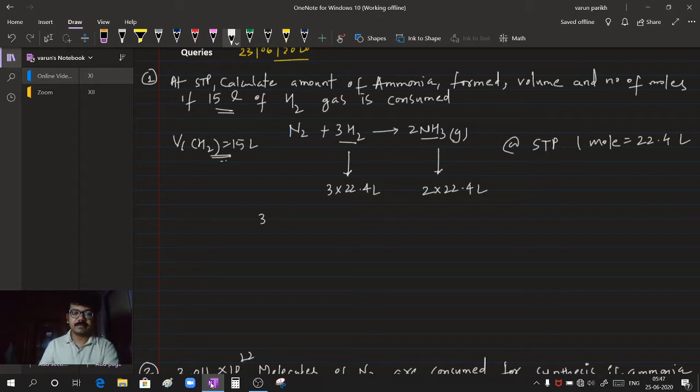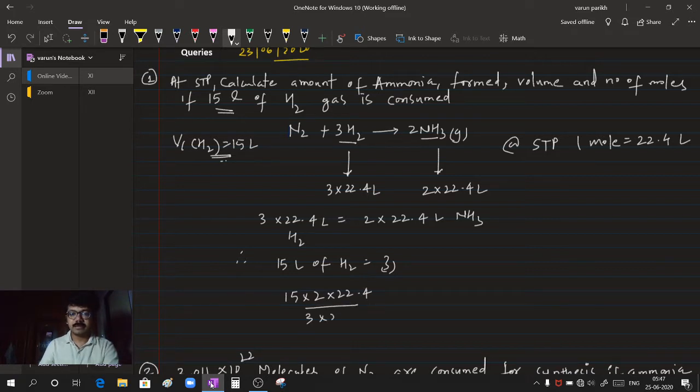So we can write 3 multiplied by 22.4 liter of H2 gives 2 multiplied by 22.4 liter of ammonia formed. So what will be the volume of ammonia if 15 liter of H2 is consumed? We can write it equal to 15 multiplied by 2 multiplied by 22.4 divided by 3 multiplied by 22.4. So it is 10 liter of ammonia formed.